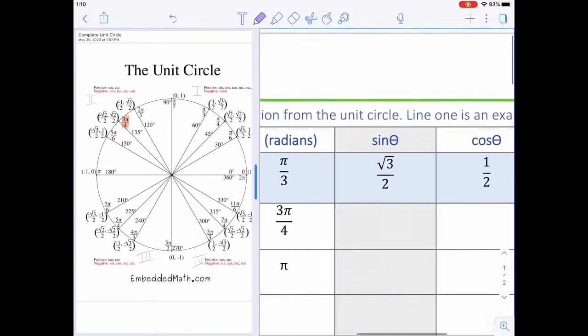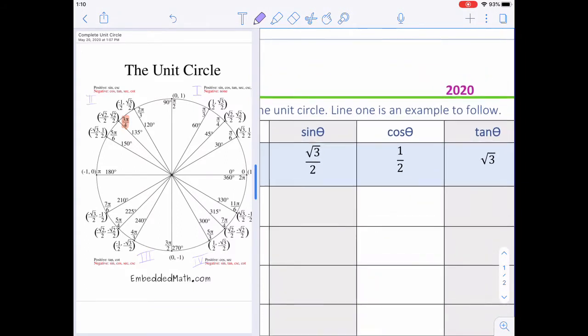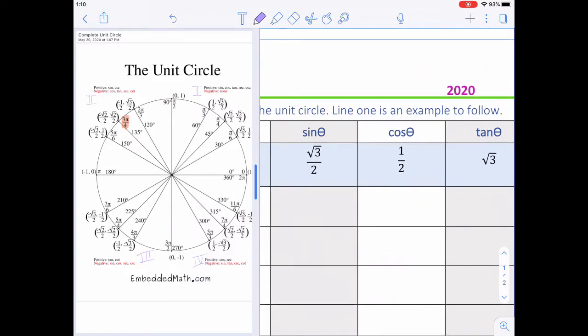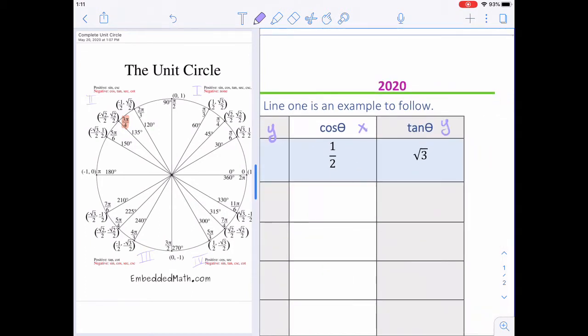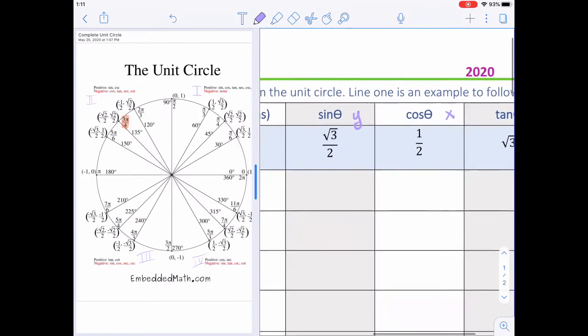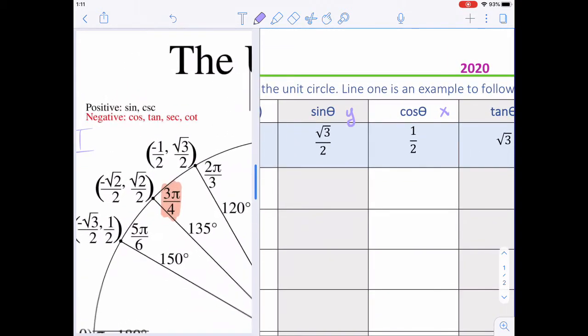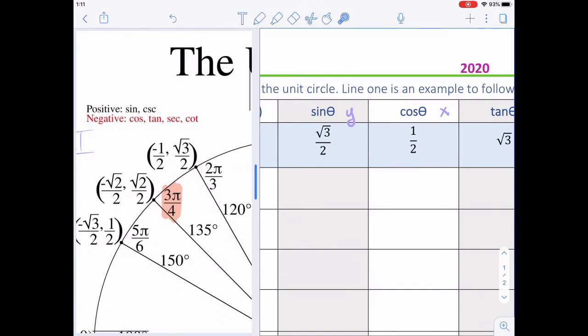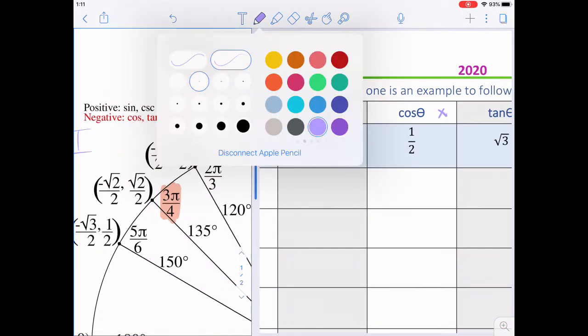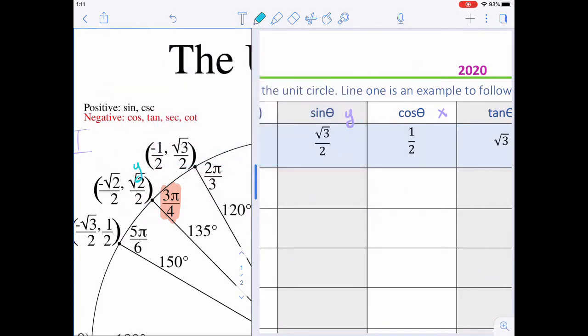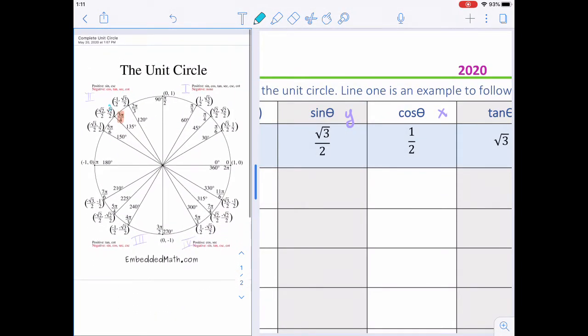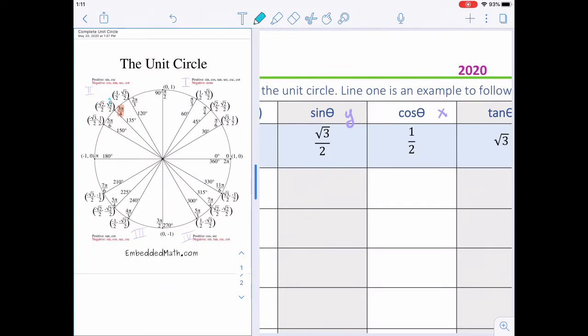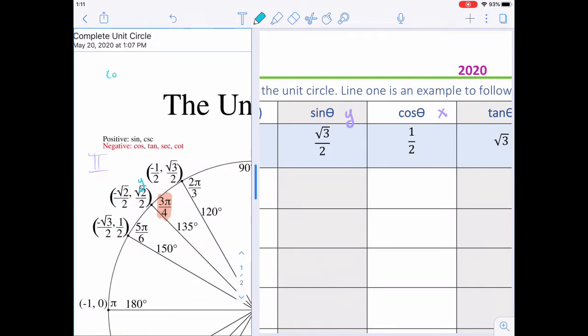And then it asks us for our sine, cosine, and tangent. And so if you remember from our notes, sine is y, cosine is x, and tangent is y over x. So let's look at our 3 pi over 4. Our sine is our y value. This is our y value. And if you don't remember that, make sure to write it down. Cosine, comma, sine.